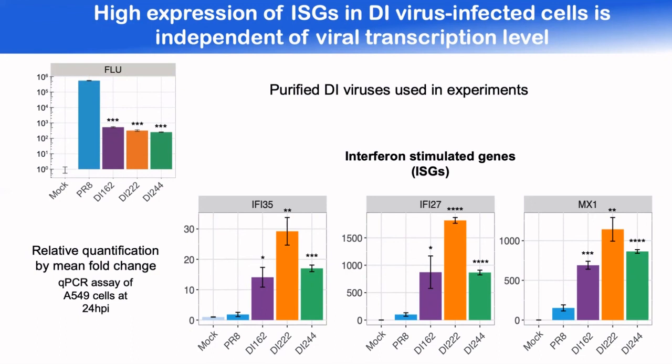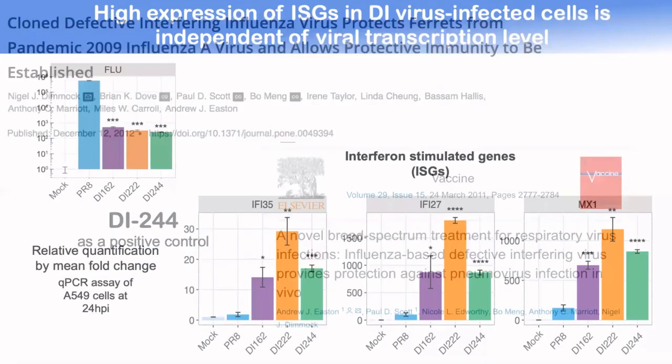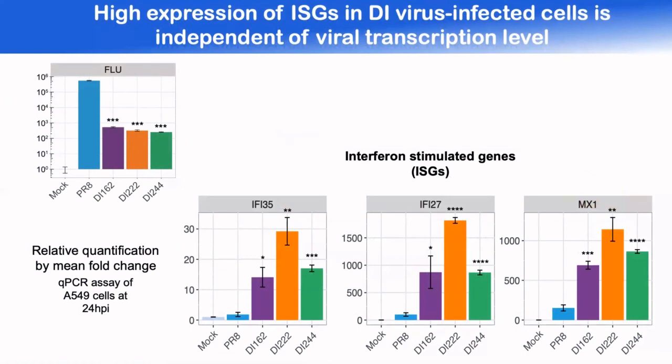In green here, we use a control that Nigel Dimmock had found years ago. It was this cloned piece that he had found in culture, and basically has done some experiments to look at whether it could be used as an antiviral. And what we observed is that, in fact, the DI we had found in these single cell experiments was much stronger at stimulating the ISGs.